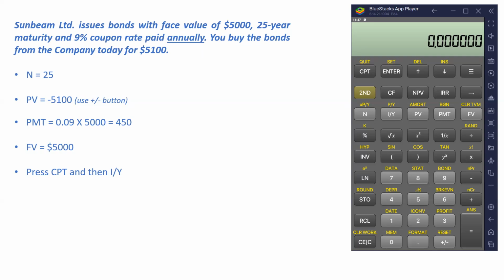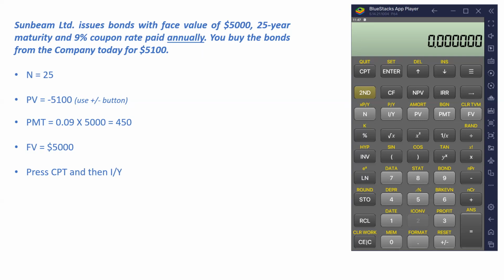So as usual, I have written down the values. N is equal to 25. PV is equal to minus 5,100. PMT is 9% multiplied by 5,000, which is 450. The future value is going to be 5,000, and then we calculate what is the YTM.